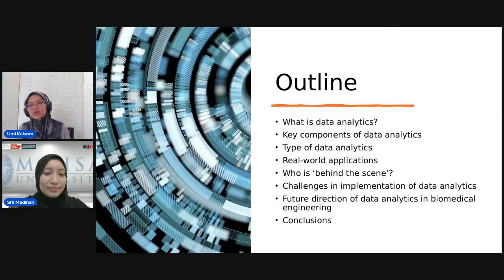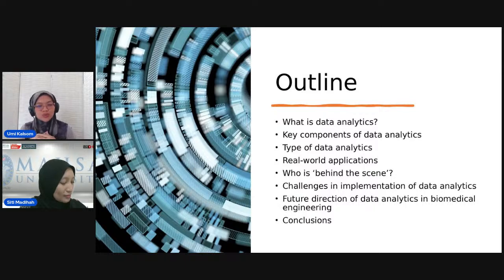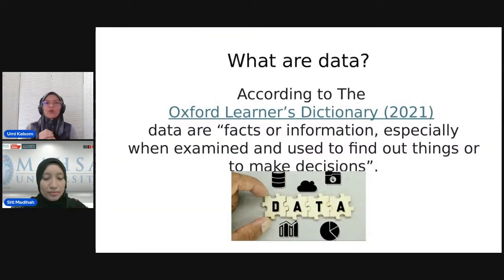We'll go through what is data analytics, then the key components of data analytics, the types of data analytics, and also the real world applications. Then we will see who is behind the scenes of data analytics, the challenges in implementing data analytics, the future direction of data analytics in biomedical engineering, and finally the conclusion of today's sharing.